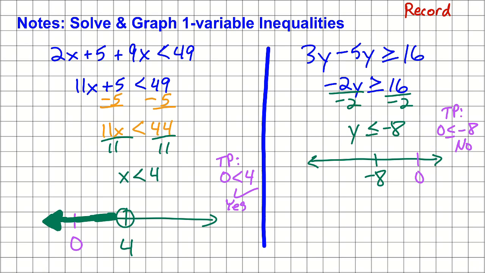Oh, but we need a solid circle. Because this is less than or equal to, it's a solid circle. And then we shade that way, like that. Questions on that one?